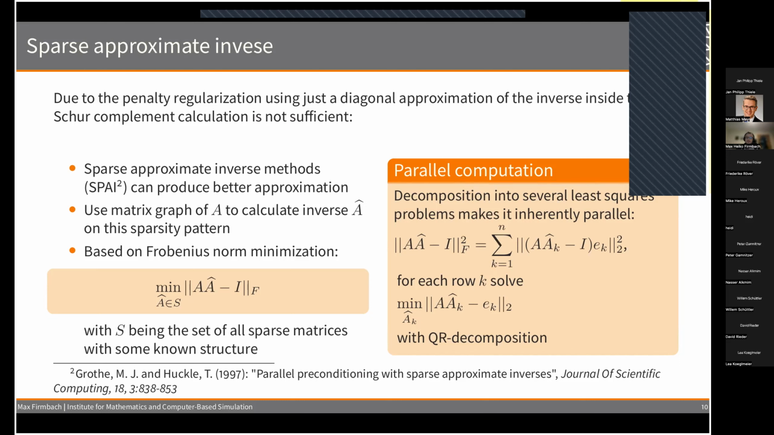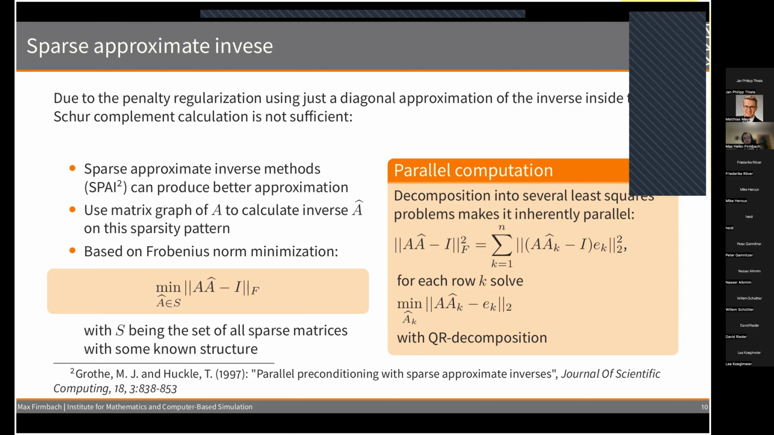And what can you think about? What is this? So basically, you can just think of it as choosing a matrix graph, for example, of A, which defines the sparsity pattern. And on this sparsity pattern, we will try to calculate the inverse. And of course, due to the choice of the sparsity pattern, this is not the exact inverse, but it's some approximation. And of course, we want to try to get a really good approximation. And this is based on a Frobenius norm minimization.